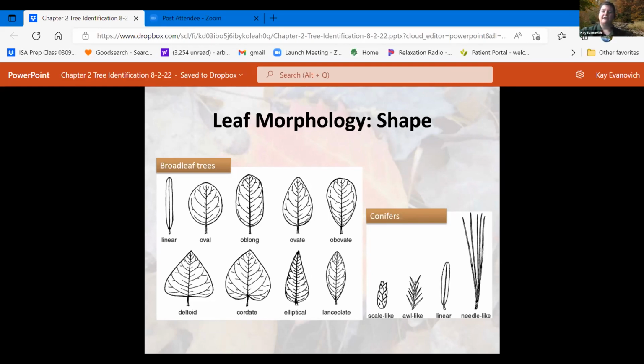The needle-like on the right with the conifers, that's a pine, right? That's going to be in the Pinus family. Remember, 2, 3, 5, all kind of stuck together in a little bundle at the base.